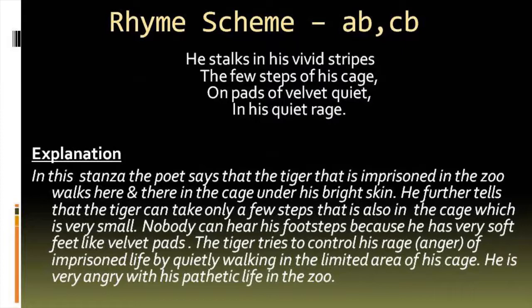Let's begin the poem. Very first, the poem is saying, he stalks in his vivid stripes the few steps of his cage, on pads of velvet quiet, in his quiet rage.